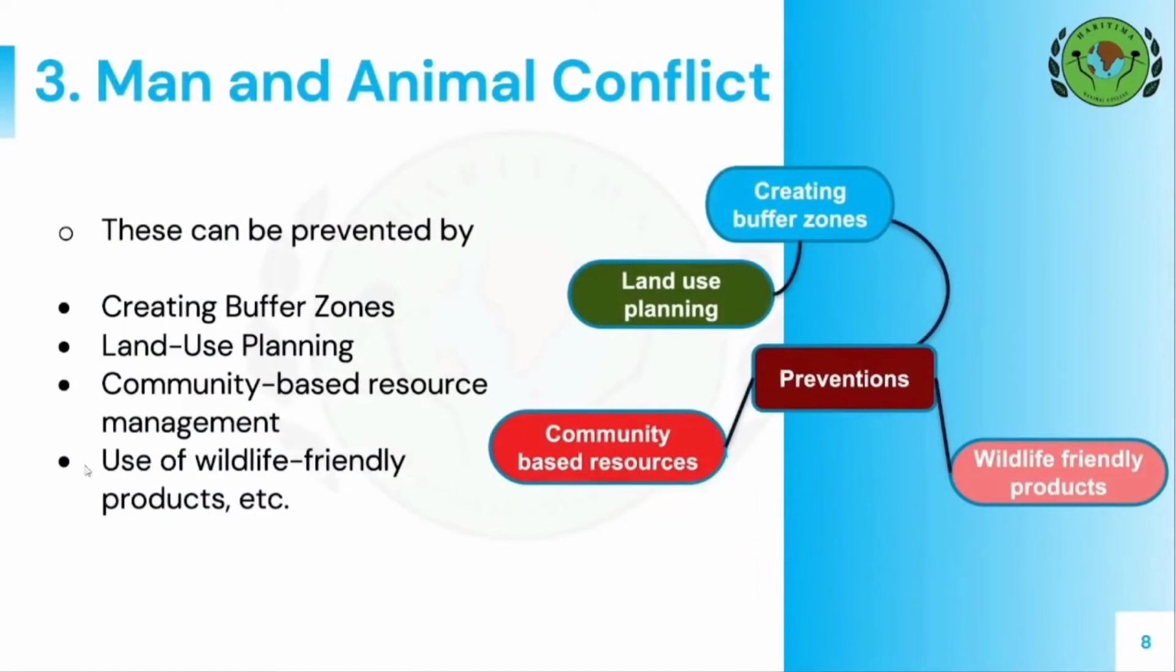Man and animal conflict can be prevented by creating buffer zone, land use planning, community-based resource management, use of wildlife-friendly products, etc.